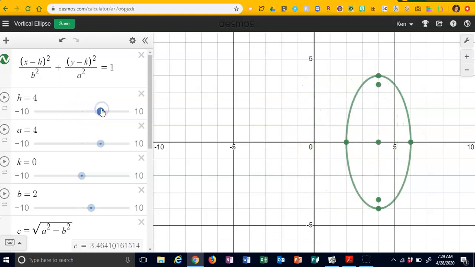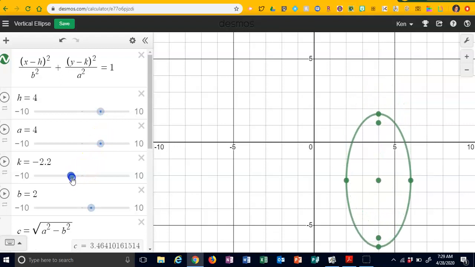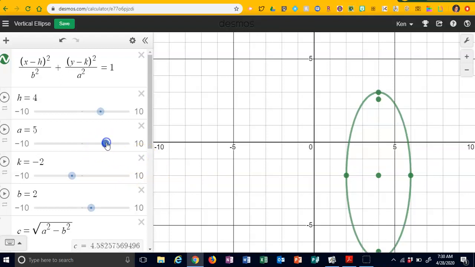You can see it's moving things around. And my k is -2. There you go. So just on graph paper, just go over 4, down 2. There's your center. And then from the center, I would move maybe to each vertex. So I found that a was 5, so let me adjust the a and make it 5 here. From the center I'd go up 1, 2, 3, 4, 5. There's a vertex. This one is at 4, 3.